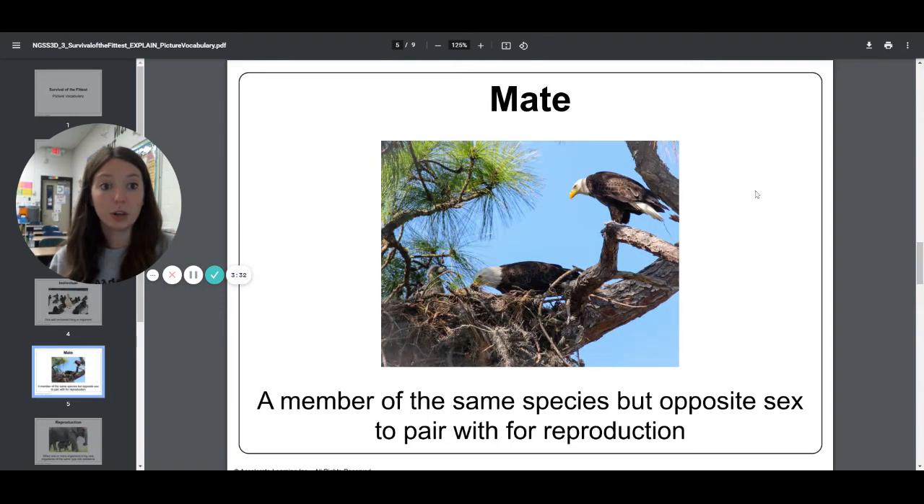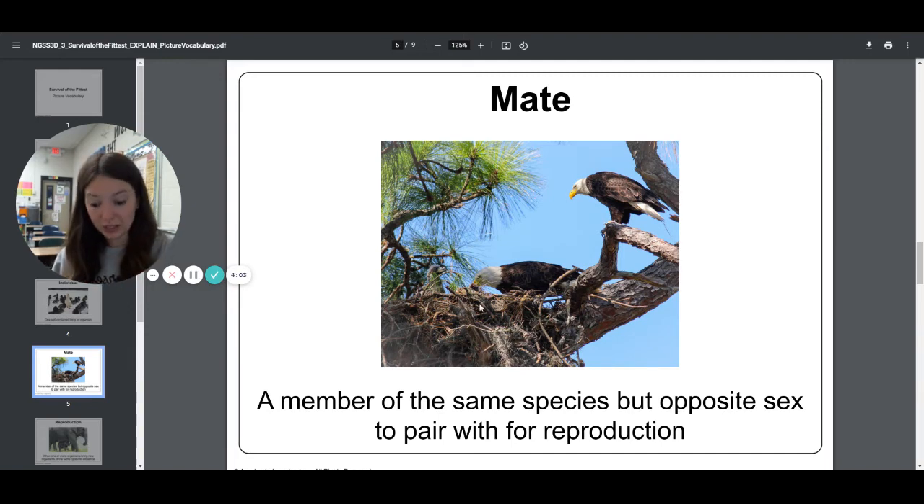Your next word is the word mate. Say the word mate. Great. Let's spell it. M-A-T-E, mate. A mate is a member of the same species. So see how these are both eagles, same species, but the opposite sex, so male, female, to pair with for reproduction. So member of the same species, but opposite sex that you would pair with for reproduction. So it's kind of like who you would be with to pass on your traits.